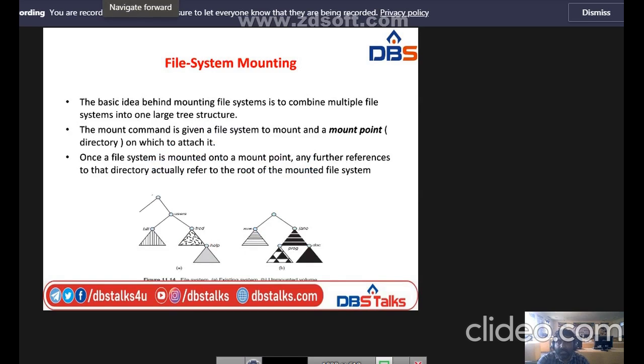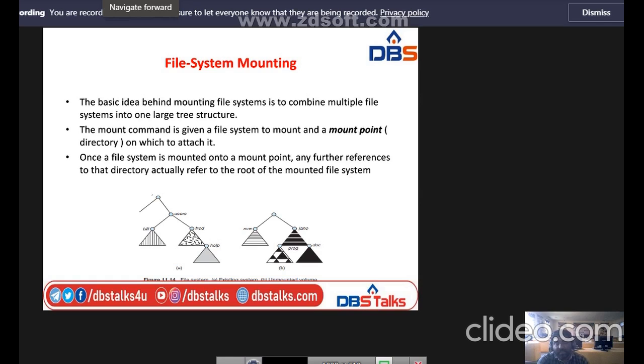So next one is file system mounting. What is meant by file system mounting? The basic idea behind mounting a file system is to combine multiple file systems into one large tree structure. Here the mount command is given a file system to mount and a mount point, or we can say a directory, on which to attach it. Once a file system is mounted onto a mount point, any further reference to that directory actually refers to the root of the mounted file system.